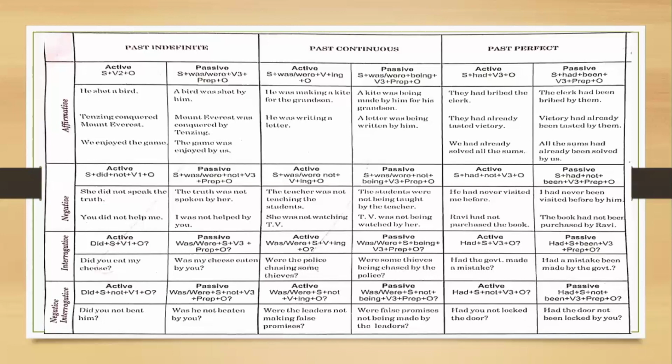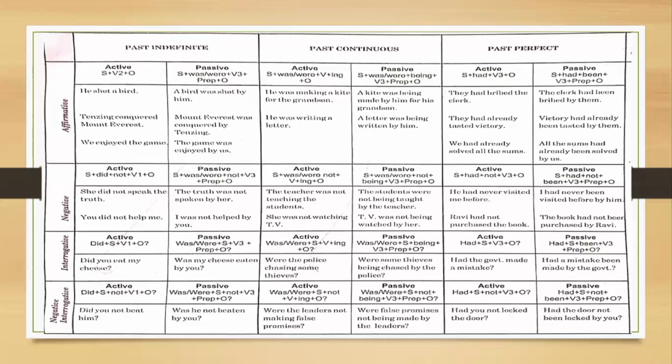In interrogative, that is, had the government made a mistake? Firstly, change it into simple. The government had made a mistake. Now change it. A mistake had been made by the government. The helping verb is had, it will come in front. Had a mistake been made by the government? Question mark.